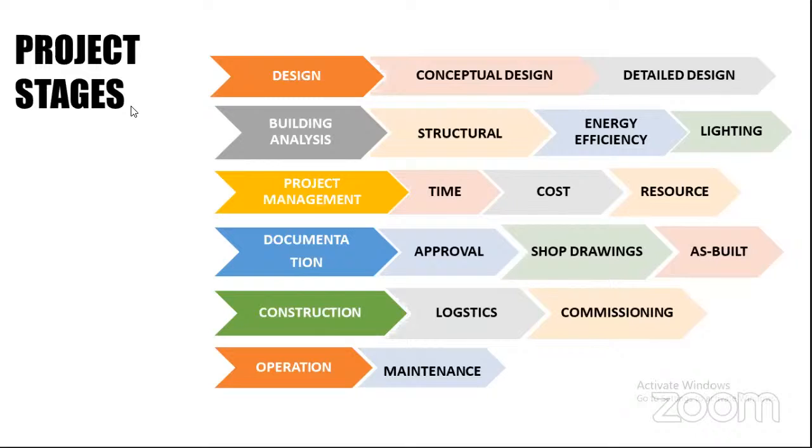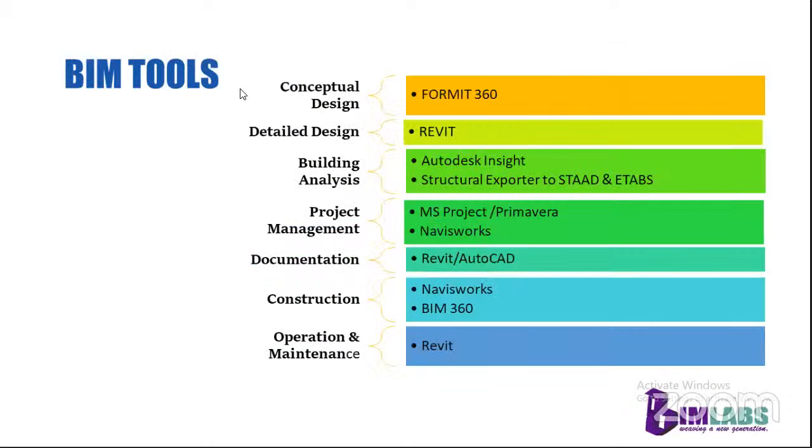So these are the project stages in BIM. These are the main stages: design, building analysis, project management, documentation, then construction and operation. And these are the sub stages in these main stages. And these are the main BIM tools that we are using. For the conceptual design, we can go for Form 360 software. And when coming to the detailed design, Revit will be one of the most important software in building information modeling.